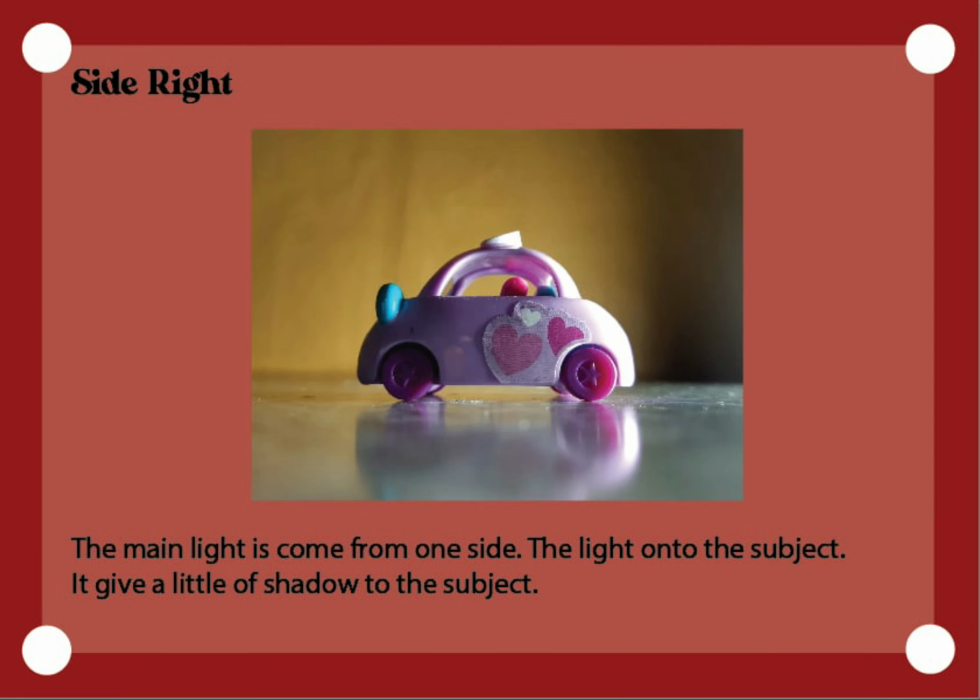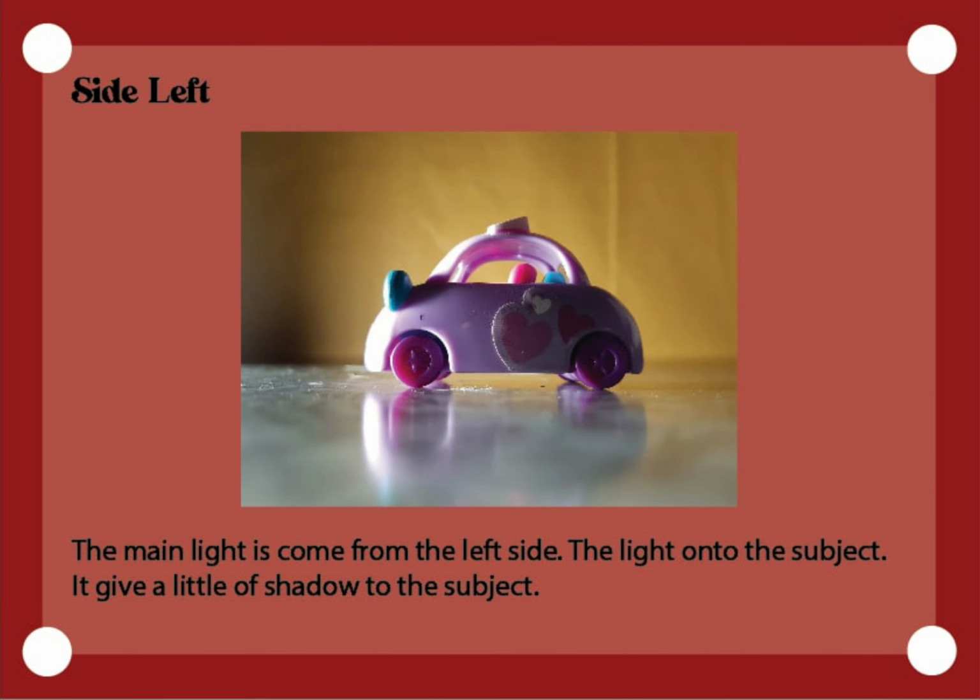Side right. The main light comes from one side, onto the subject. It gives a little shadow to the subject. Side left. The main light comes from the left side. It also gives a little bit of shadow to the subject.